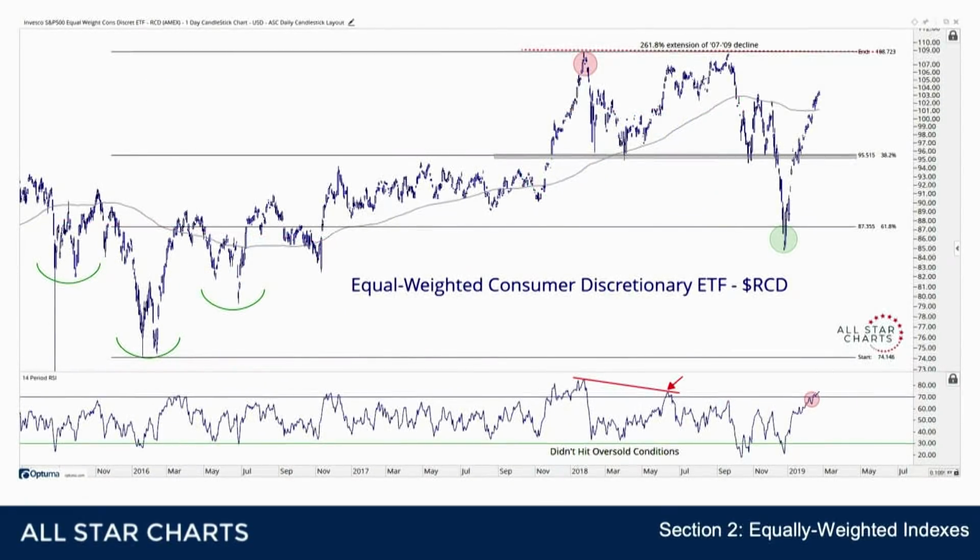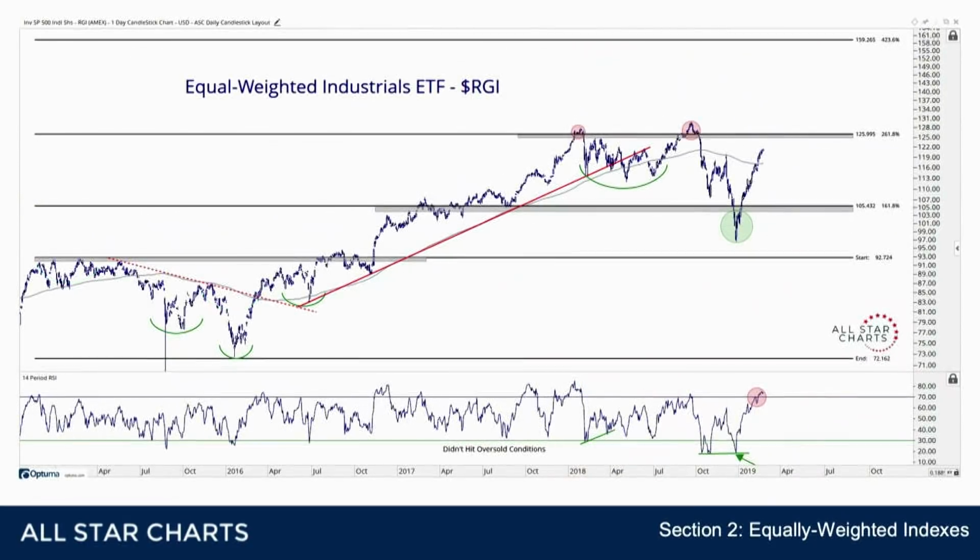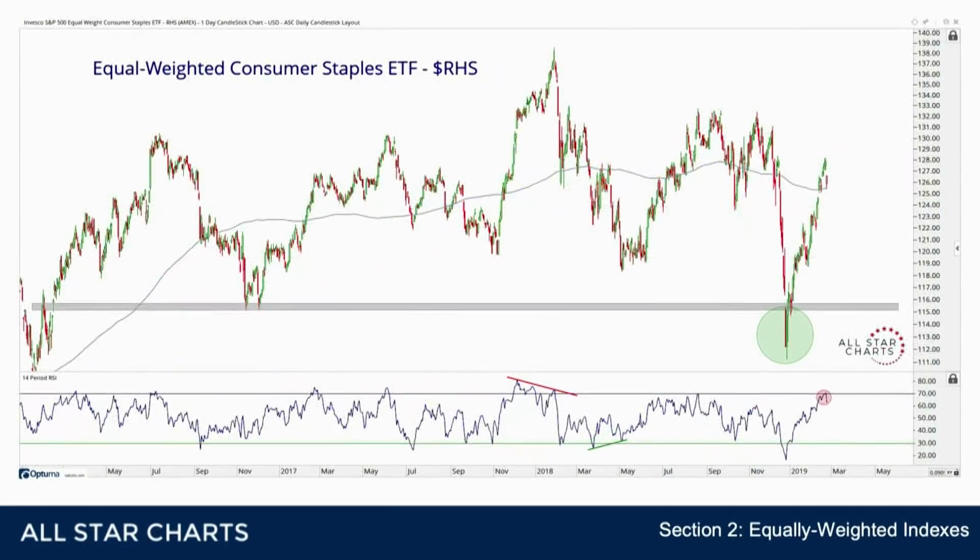Consumer discretionary, near flat 200-day. More of a hot mess than anything. Industrial, same thing, right near flat 200-day, but a couple percentage points off its highs. Staples, tried to break down, couldn't do it. Back in the middle of this multi-year range.